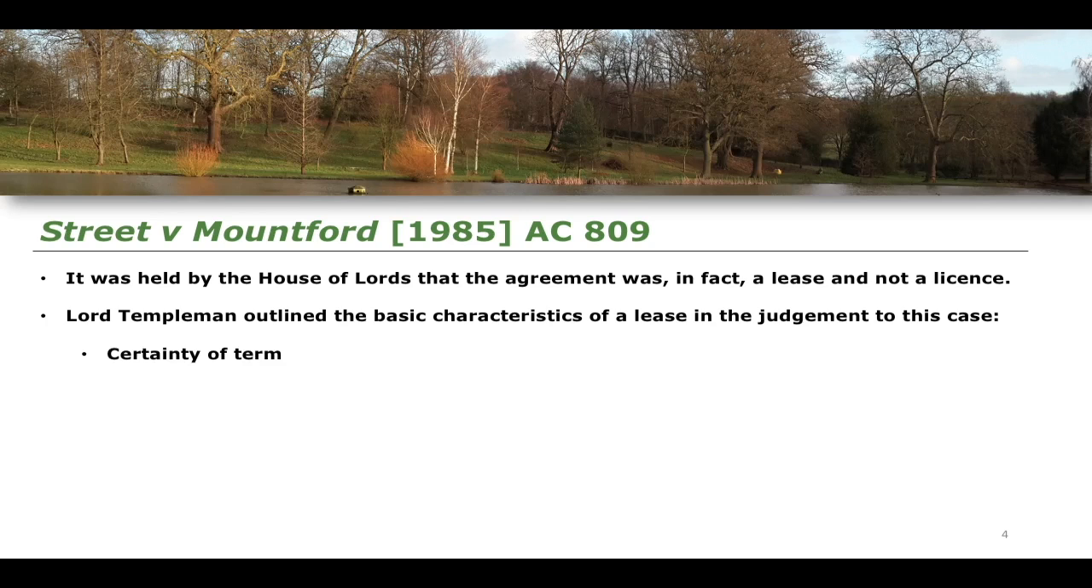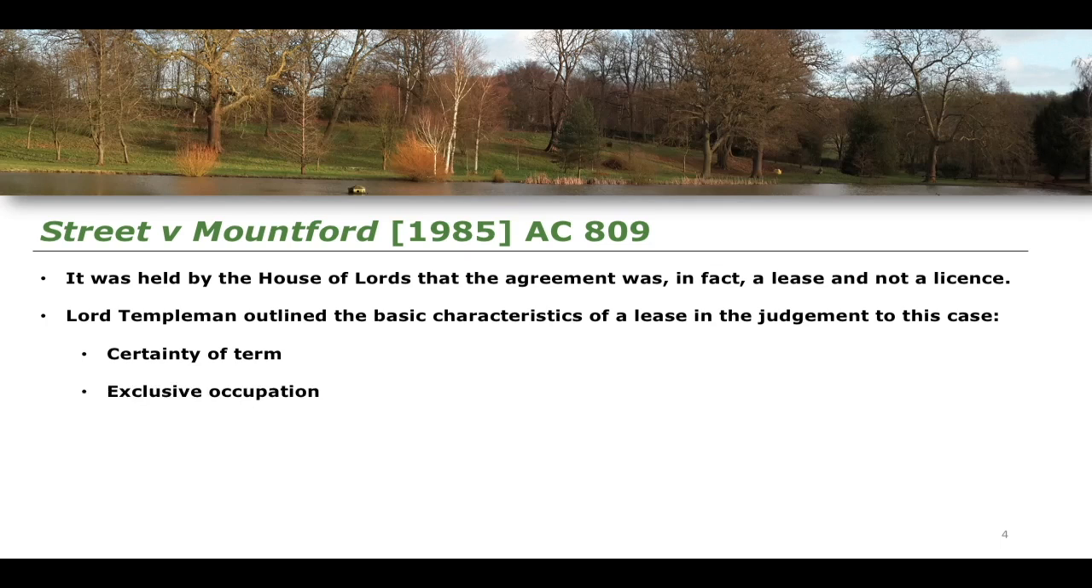Lord Templeman outlined the basic characteristics of a lease in the judgment in this case, and they are the following. Firstly, there has to be a certainty of term. This relates to the temporal nature of the leasehold. Remember, the distinguishing feature between a leasehold and a freehold is that with a freehold, you essentially have an indefinite amount of time for which you have exclusive possession of the property. Whereas when we talk about a leasehold, you have what is known as a, quote, slice of time. There's a certain duration, a certain period of time in which you have access to and exclusive possession over that particular property. So certainty of term is a key characteristic of a lease.